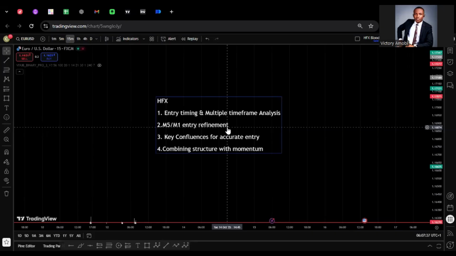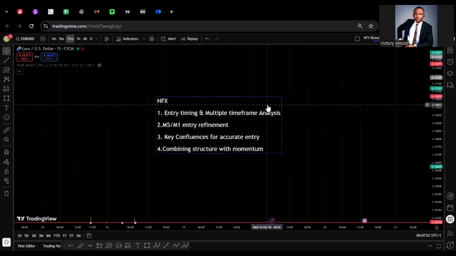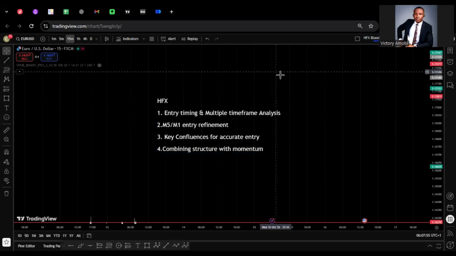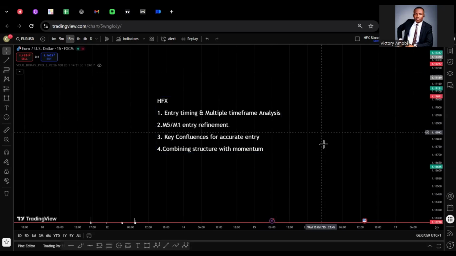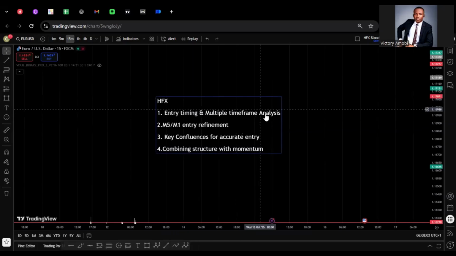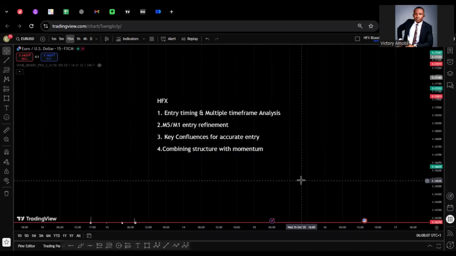If the structure tells you this is a buy and you're seeing a very strong momentum, that's going to key in. If the structure is telling you this is a buy move and the momentum is very, very low, it's a cue to be patient, right? So first off, let's start with entry timing and of course multiple time frame analysis.